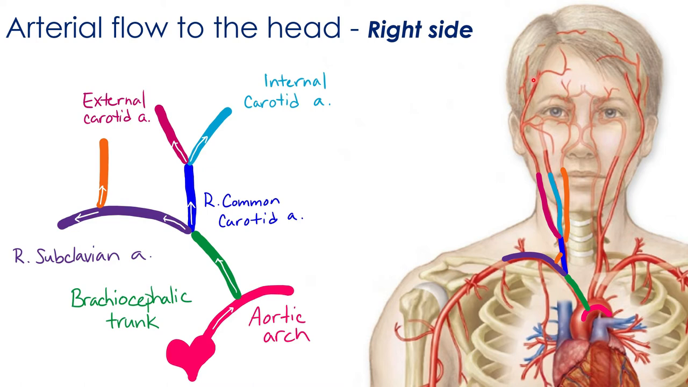If we were to continue on in that right subclavian artery, we are then going to see another artery emerge and head towards the head and neck, and that is the vertebral artery.